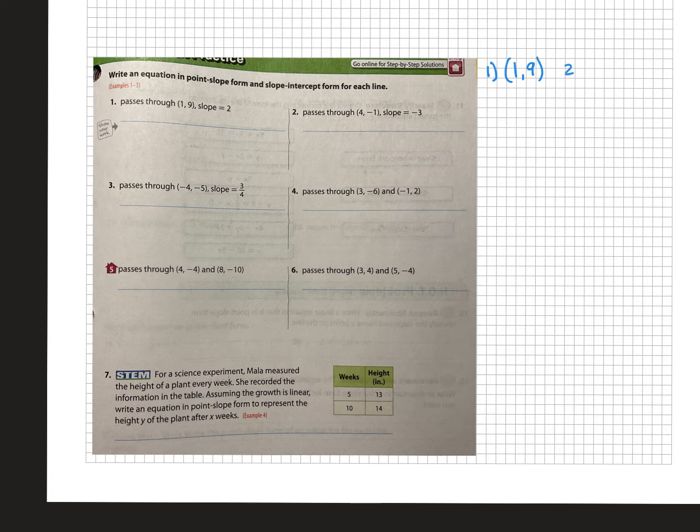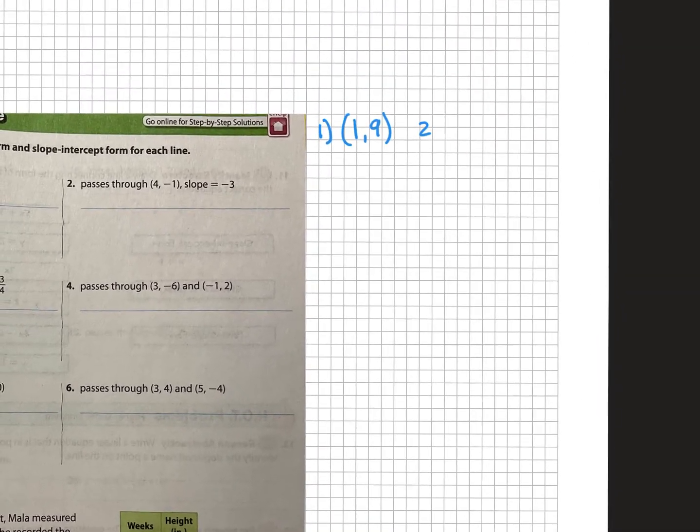Okay, since we have a point and we have a slope, we can use the point slope formula, where we go y minus the y variable equals the slope times x minus the x variable. So that's y minus 9 equals 2 times x minus 1. Done. There's the point slope form.